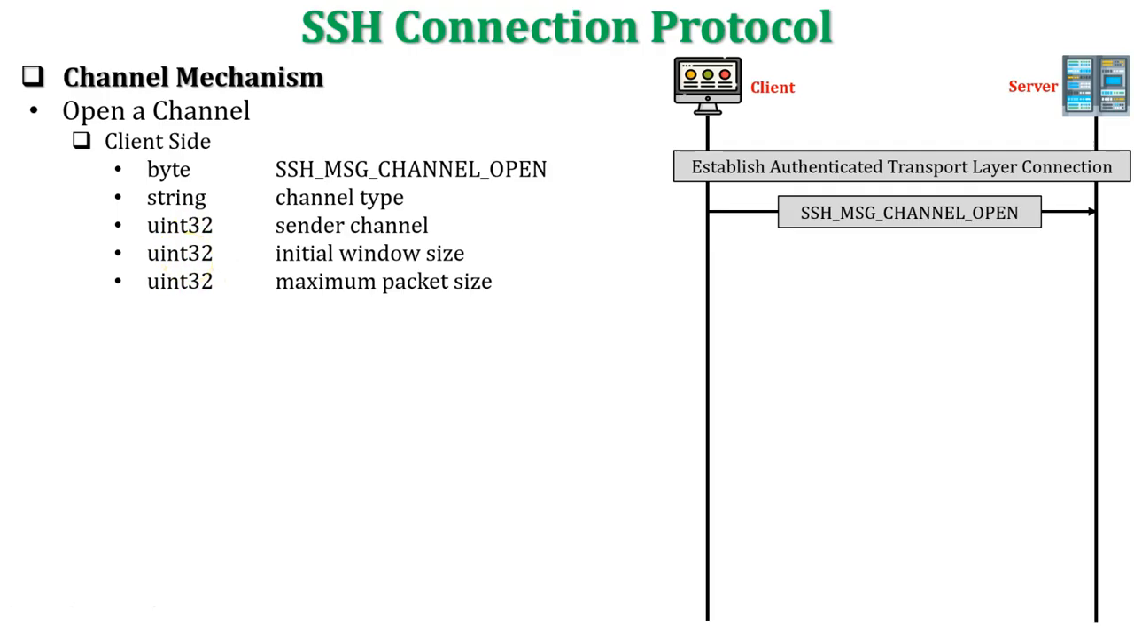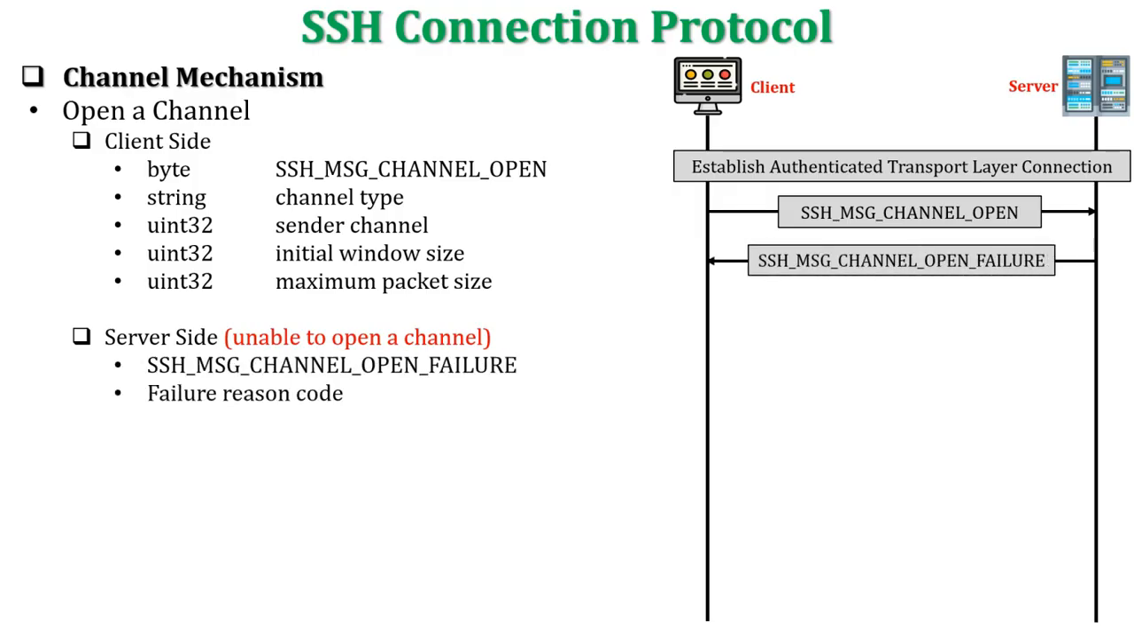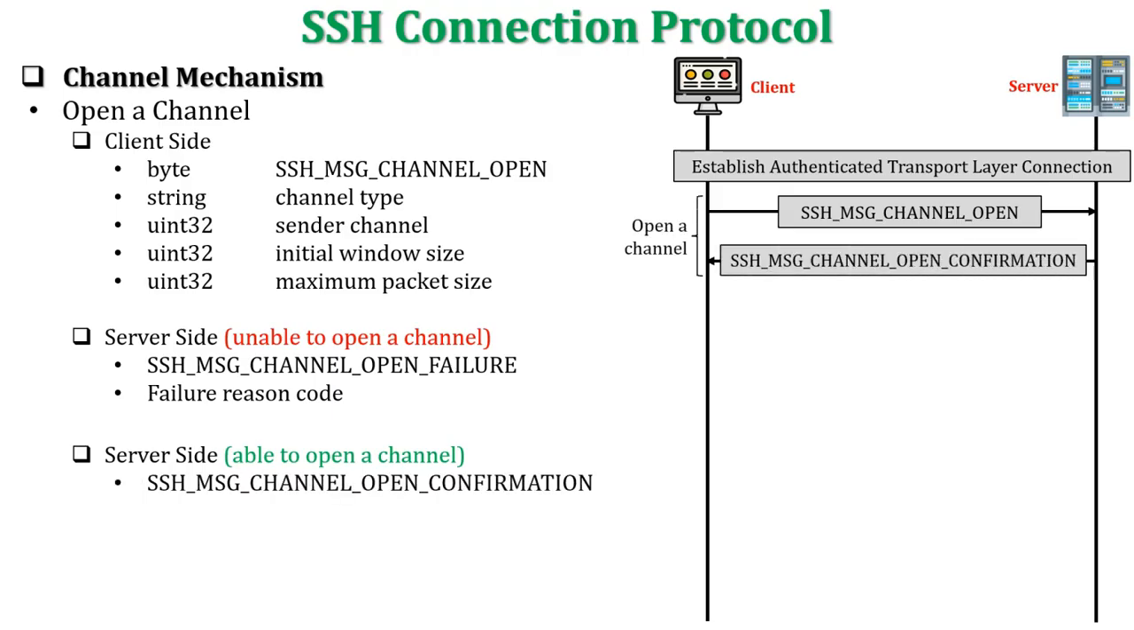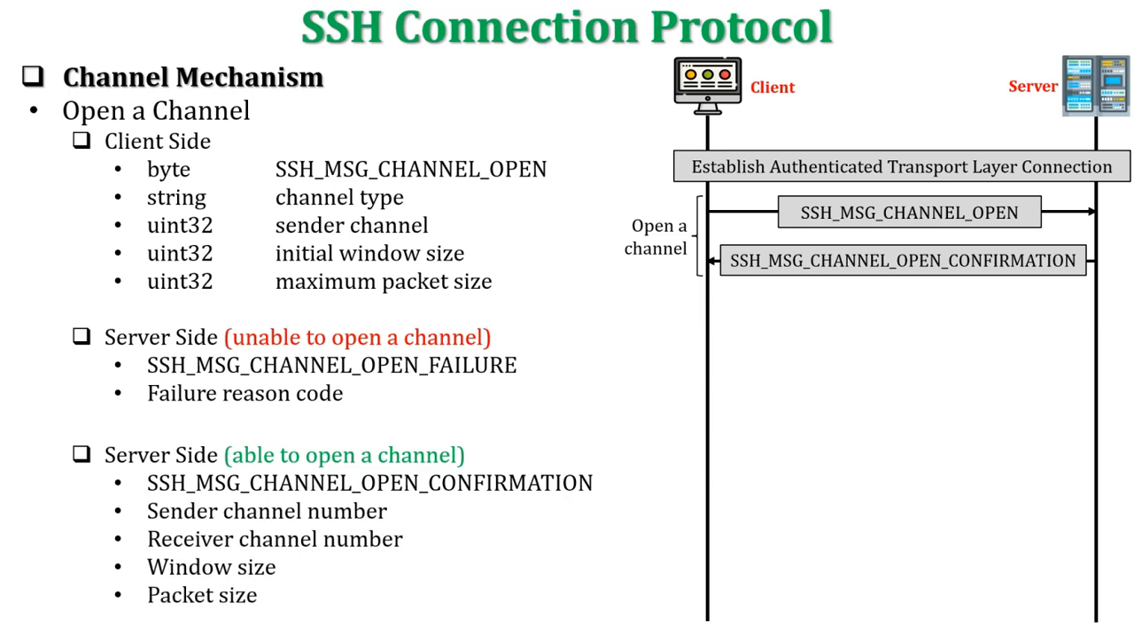After receiving a request from the client to open a new channel, if the server is unable to open a channel, then the server sends a failure message with a reason code indicating the reason for failure. Another possibility is that if the server is able to open a channel after receiving the request, the server sends a confirmation message to the client. It also includes sender channel number, receiver channel number, window size, and packet size.